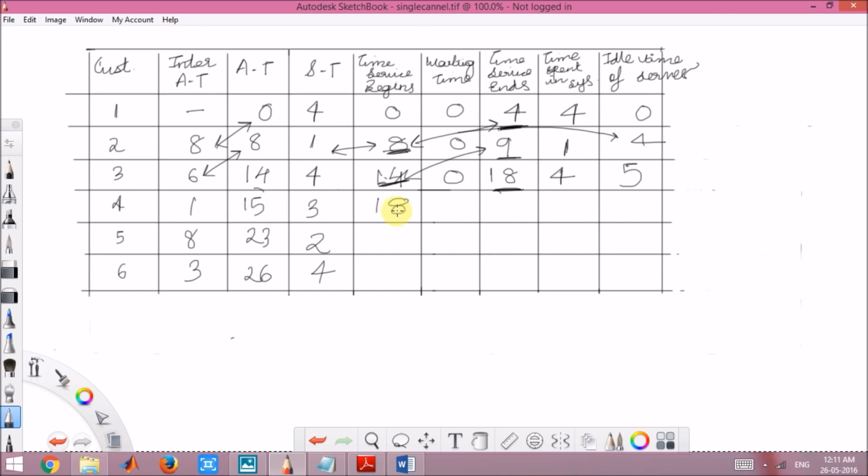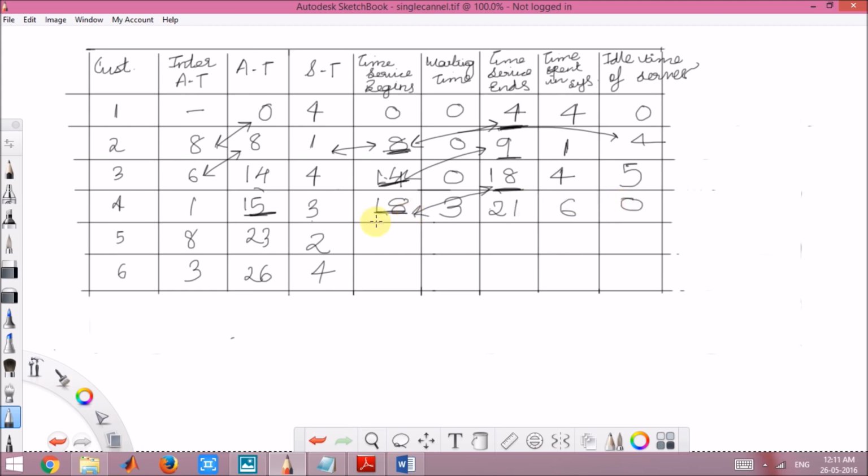So 18 is there. Waiting time: it had to wait for 3 minutes before it could start. Why? Because it ended at 18 but it arrived at 15, right? So this minus this will give me 3. Time the service ends is 18 plus 3, that is 21, right? Time spent in the system, over here we'll have to add the waiting time and the service time, so that is 6. Now idle time of the server, since it didn't have to wait anything, because as soon as it ended, it started a new process. So that will be 0.